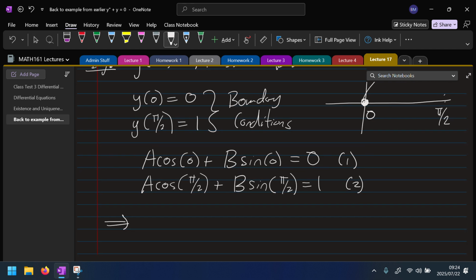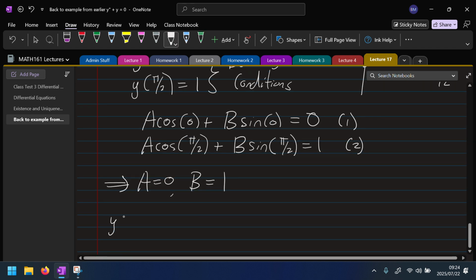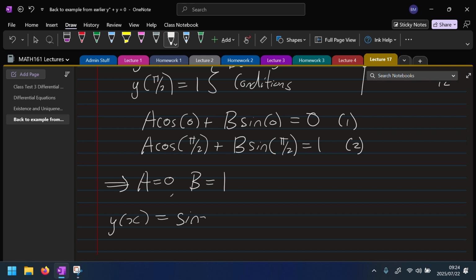Okay, this is very easy to solve, right? Sine of 0 is 0. Cos of pi over 2, that's also 0. So those go away. So A must be 0. And B must be 1. So we get our solution. Just subbing that in, y of x will be sine x. Okay, and that's it for our particular solution.